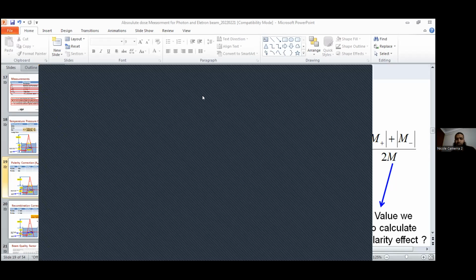Make sure that most of the IBA and PTW chambers are not corrected for temperature and pressure, so you have to make sure the temperature and pressure correction factor is applied, and the polarity and recombination factors are also applied. Sorry, not temperature and pressure, the polarity and recombination factors. So make sure of that.